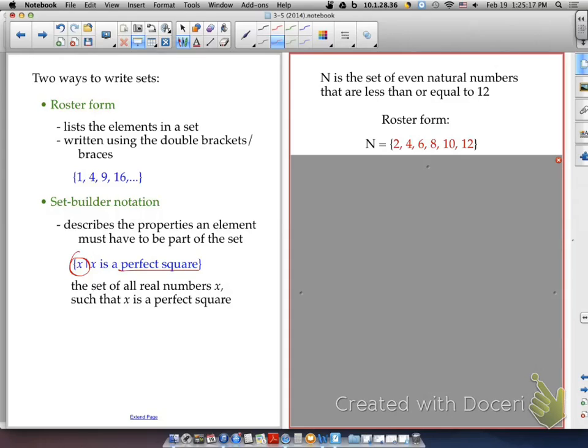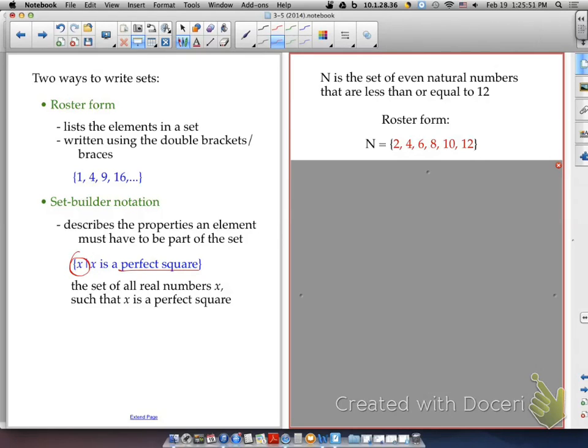Morgan? Would you do N line N? Oh, N line N is even natural numbers. Okay. How do you say it? Again, look at the previous page. Although you write it as N line N, whatever it is. Set of all real numbers N, such that N is even natural.